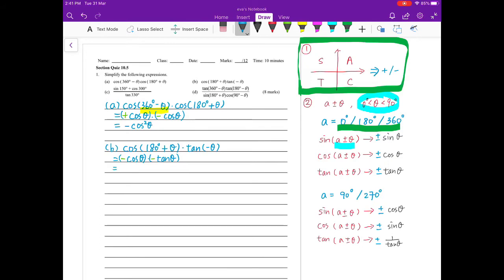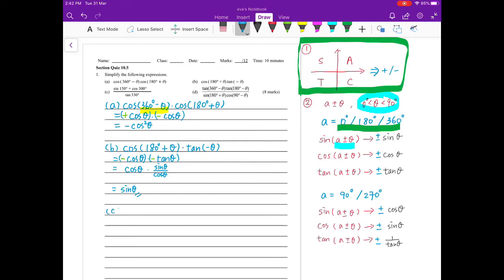So it becomes, but here we have something more to simplify. Two negatives become positive, so we can remove the negative sign, and then tangent, we change it to sine theta over cosine theta. Then our cosines can be eliminated by each other. Then your answer is sine theta.